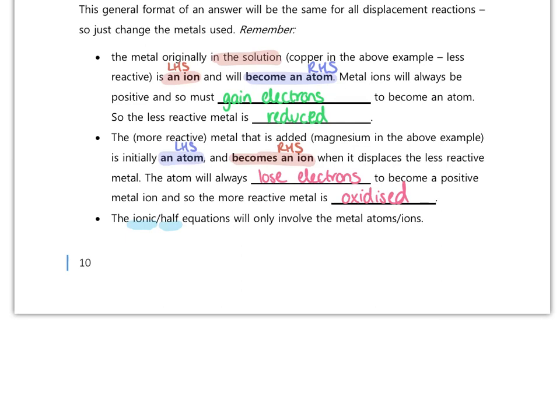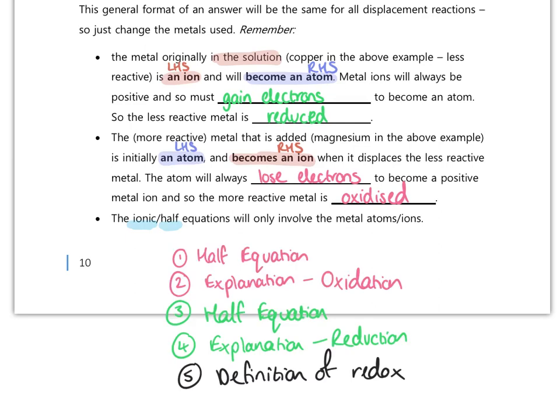So it's really important that you learn the format of that answer, which is essentially 2 half equations, 2 explanations of which is being oxidized and which is being reduced, and then your definition of redox. So there's the general format of your answer. Your reduction half equation can be first. It doesn't matter which way round they come, as long as you've got half equation, explanation, half equation, explanation, and then the definition of a redox reaction.